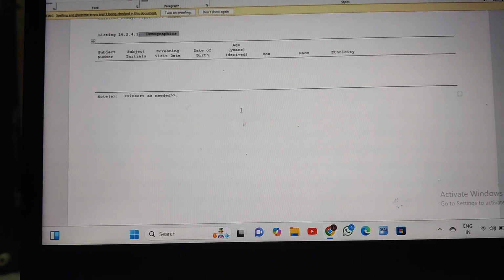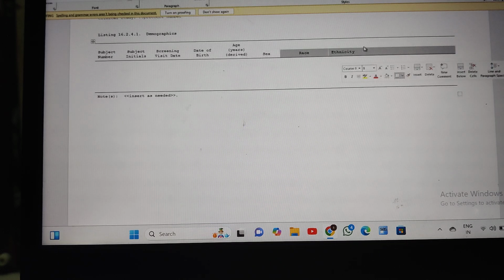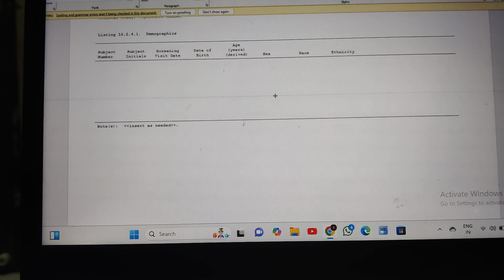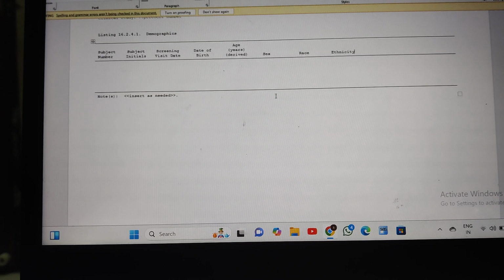This is the demographic listing. So the subject number and the subject initials are nothing but the same thing, and the screening visit date, and then date of birth and age, and then sex and race and ethnicity. That's it. Okay. So it should be represented like this.